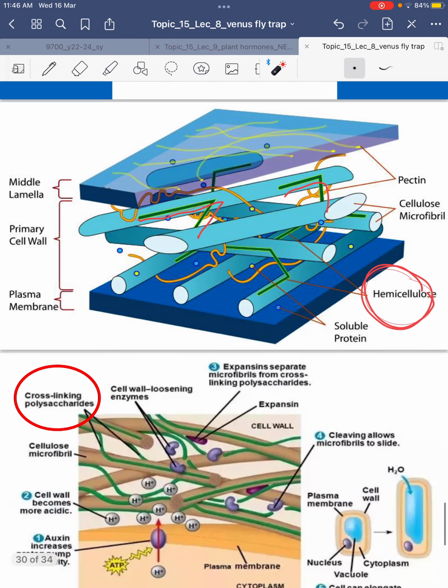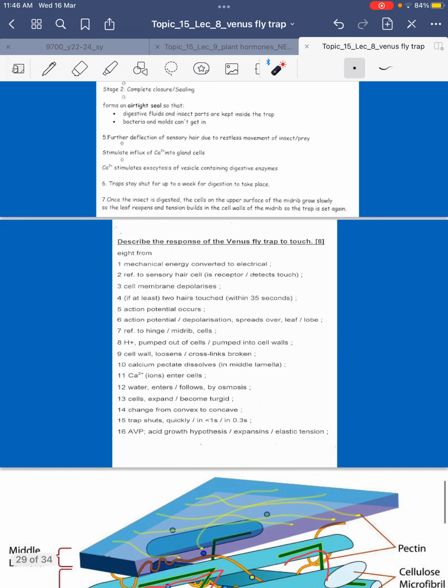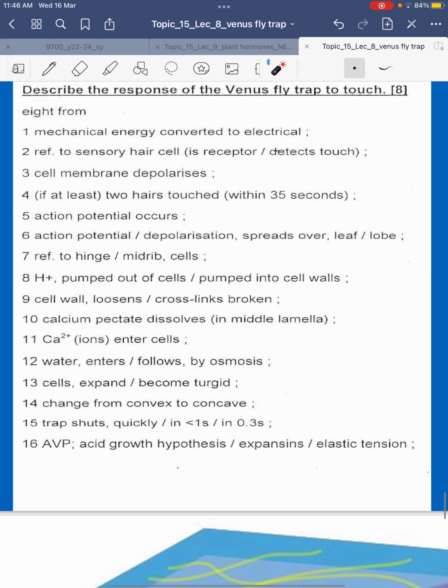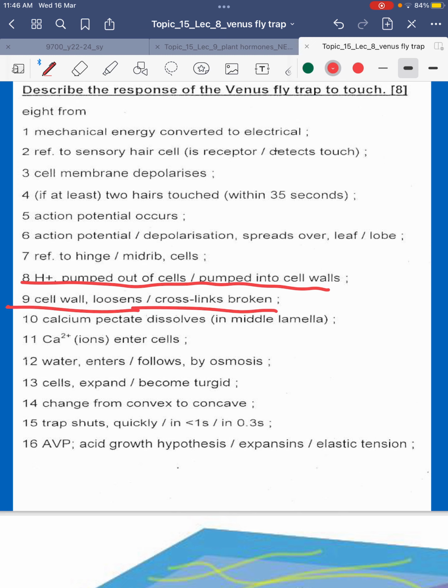Okay, if we check again, the concept is the same with the Venus flytrap. As you can see here, pumping of the H+ from the cytoplasm to the cell wall, and then the cell wall loosens, the crosslinks will eventually be broken. Okay, and the cell wall becomes flexible, and now water can enter, and then the trap will close, or will be shut.